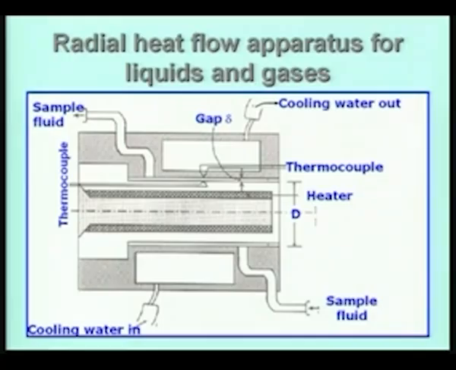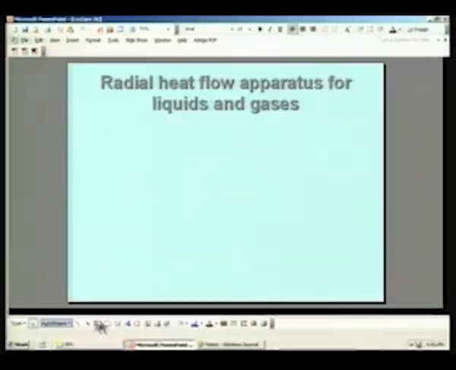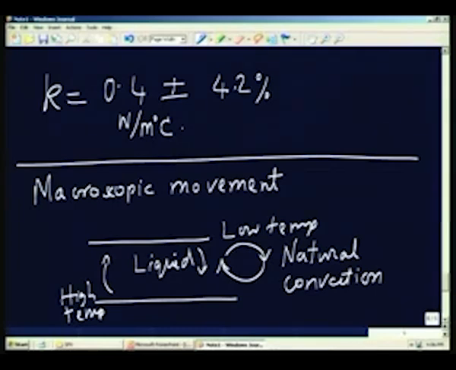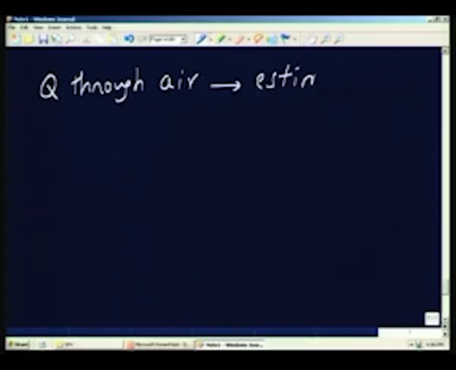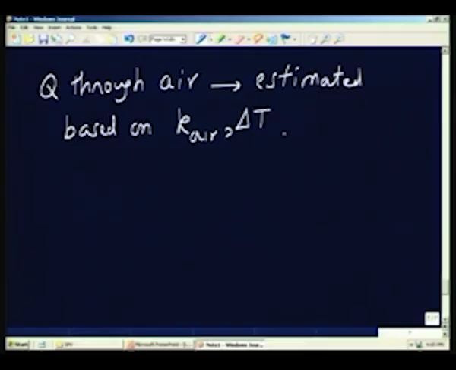Okay. So, now I will find out this amount, and then I also measure the amount of heat input into the cartridge heater. If I take the difference between these two, that will give the loss. So, let me just write it on the board. What I am going to do is, Q through air is estimated based on K of air, delta T, and other geometric parameters. Okay.